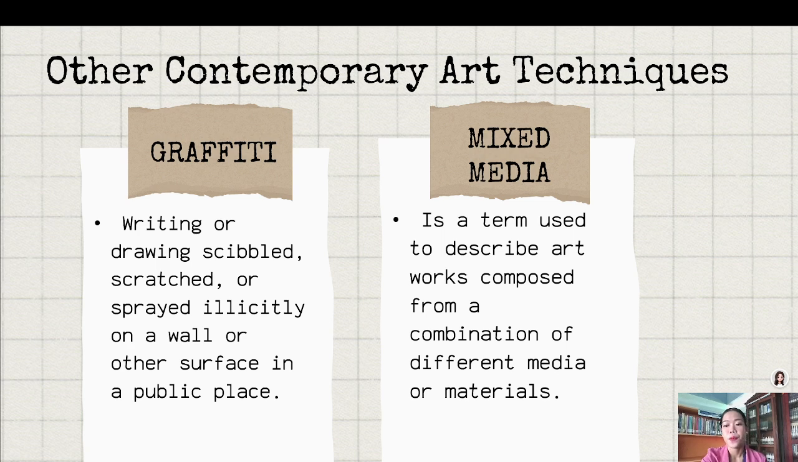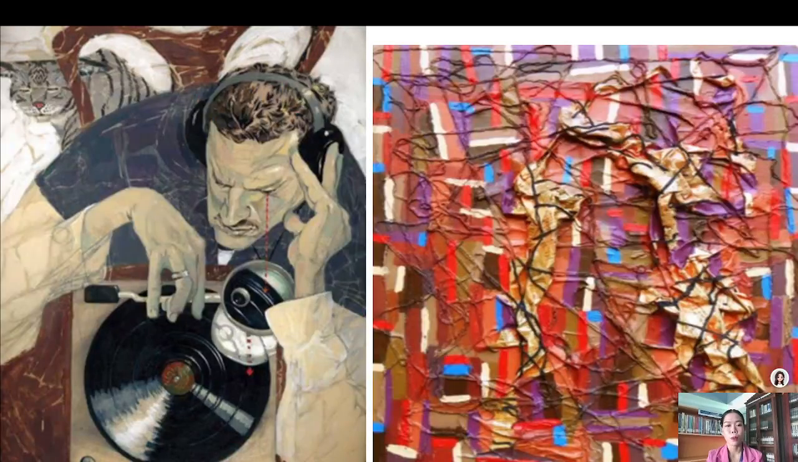Next is the mixed media. So mixed media is a term used to describe artworks composed from a combination of different media or materials. So this is an example of mixed media. So mixed media is a type of art that combines different materials, techniques, and artistic disciplines. So it can include traditional art materials, found objects, and digital art.